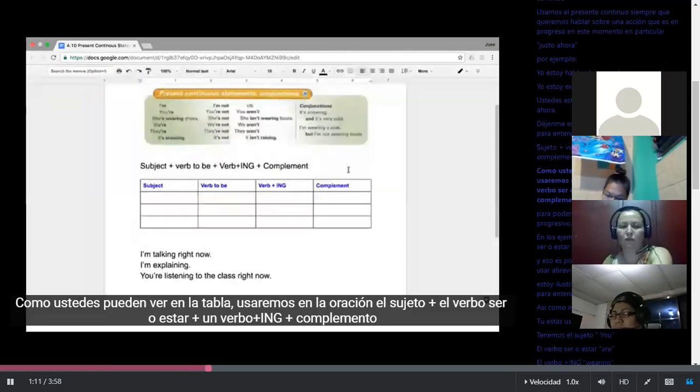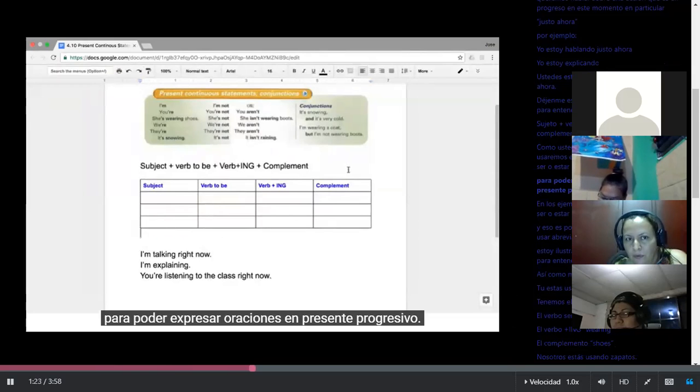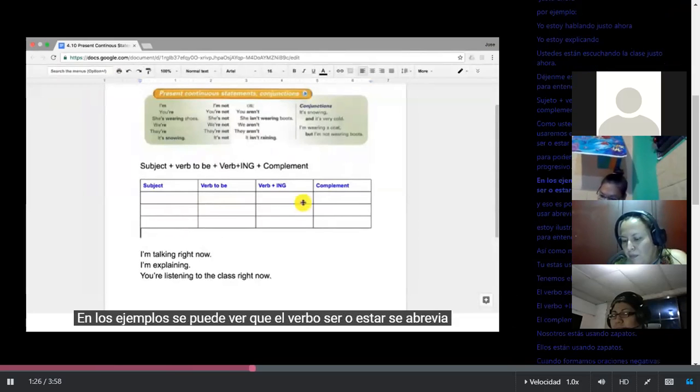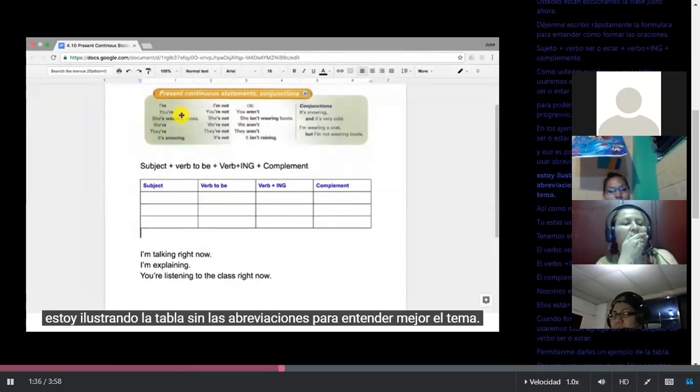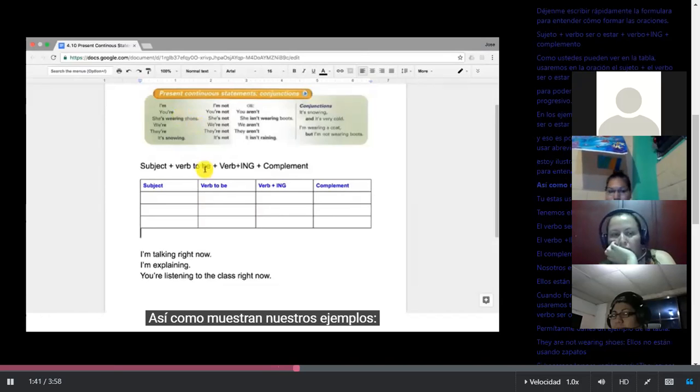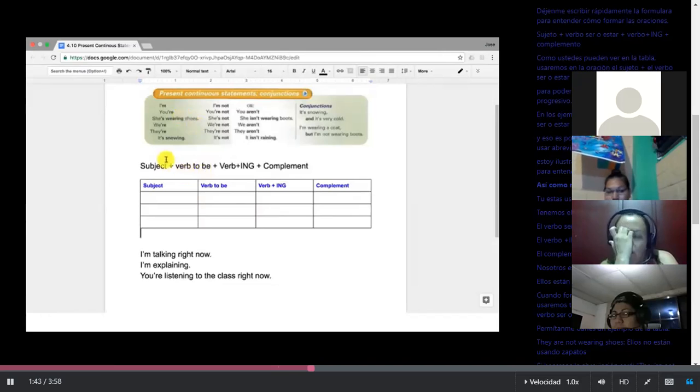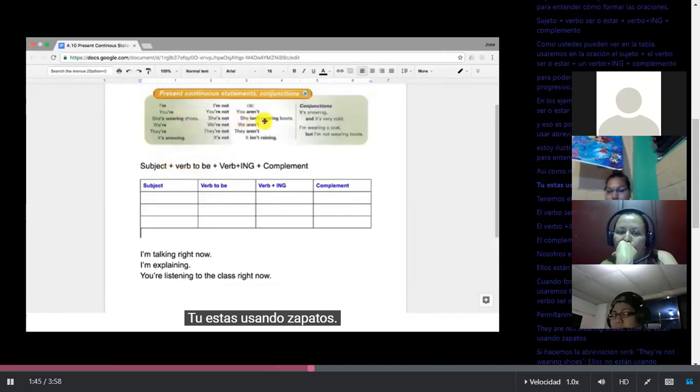As you can see on the chart, we will use the subject of the sentence, plus the verb to be, plus the verb in its ing form, plus some complement in order to express sentences in the present progressive. On the examples, you can see the verb to be is contracted, and that's because when spoken, we typically use contractions. I'm illustrating the chart without the contractions to better understand the topic. So, as our examples show, you're wearing shoes.